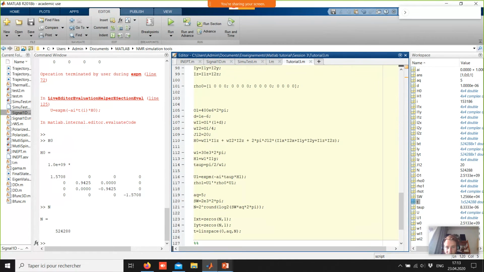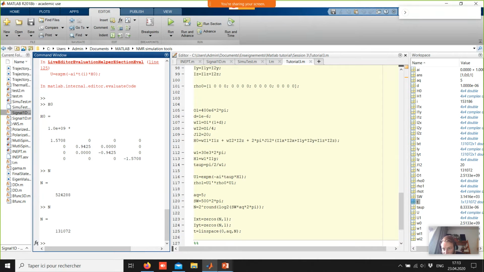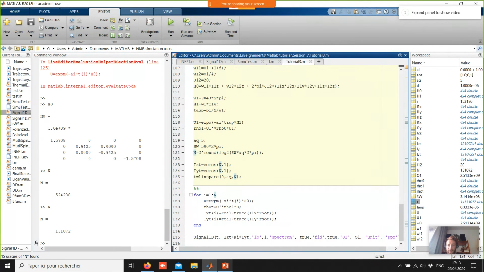Let's make it narrower. So 500 Hertz, for example. And now, okay, this is slightly less. Let's see if we can run it now. This is quite long.